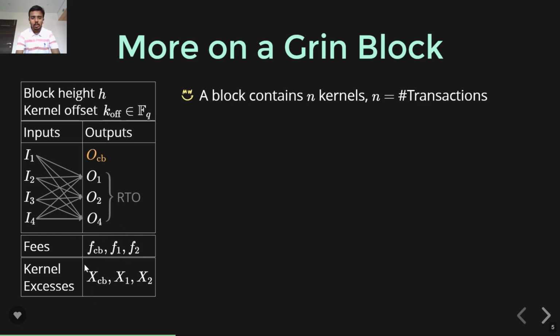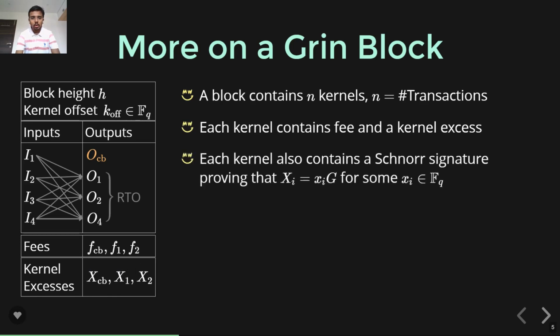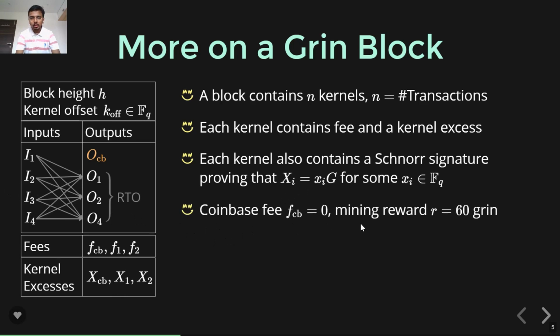Therefore, we have three kernels. Each kernel contains fees, a kernel excess, and along with that, a Schnorr signature which proves that each kernel excess is of the form x_i times g for some scalar x_i. So we'll see what's the use of these kernel excesses. The Coinbase fee is always set to 0 and the constant mining reward is 60 Grin per block.